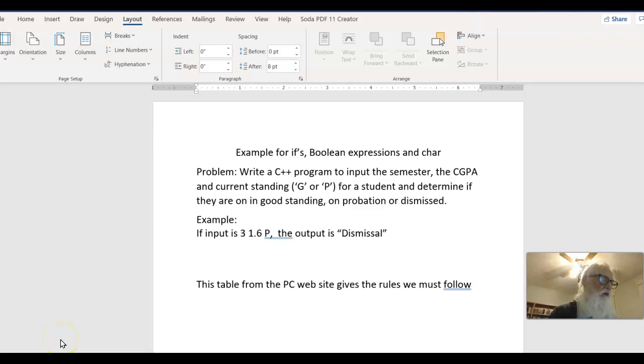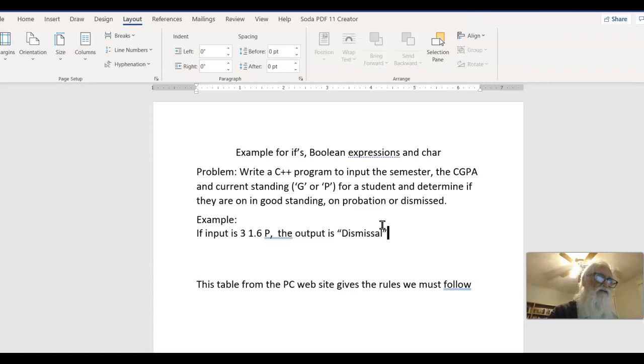Hello again. I want to do another example, this time talking in more detail about the ifs and the various pieces of coding that we need to have for the next steps. Now, here's the problem I'm going to try.